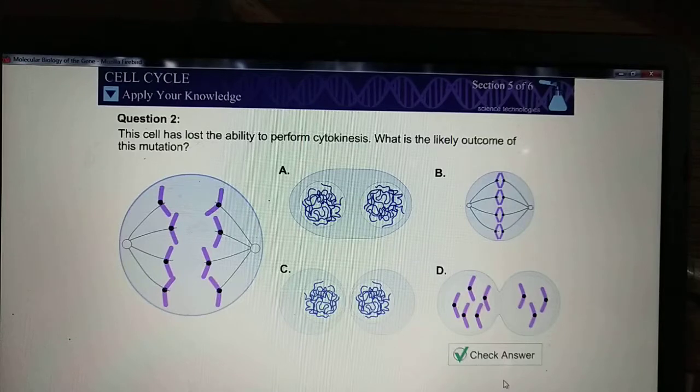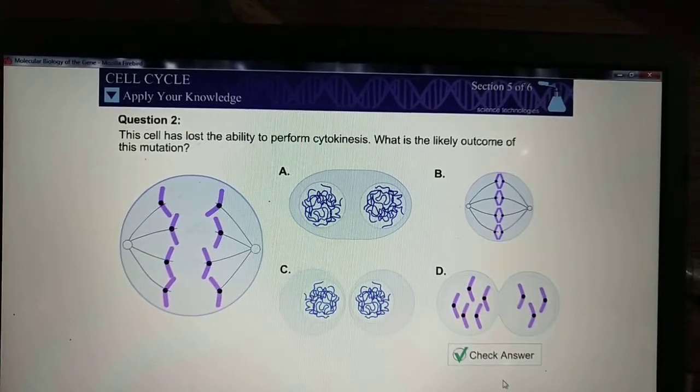Question 2. This cell has lost the ability to perform cytokinesis. What is the likely outcome of this mutation?